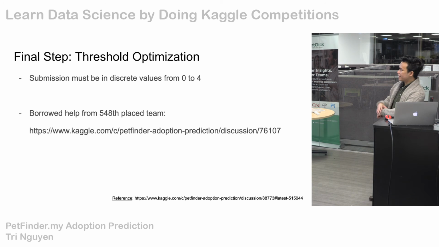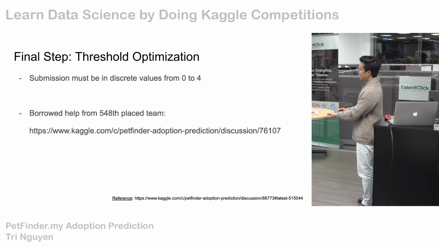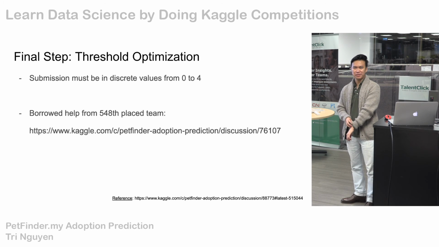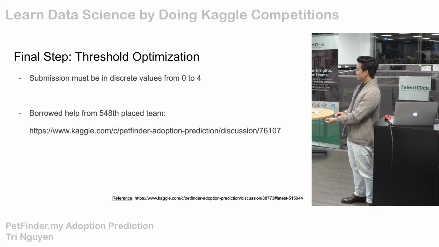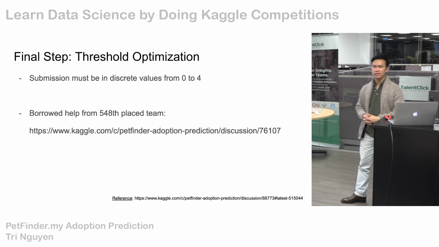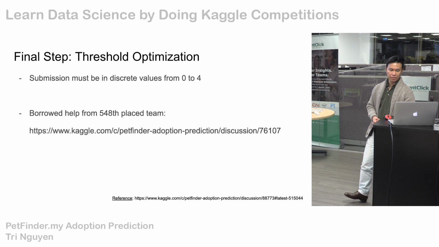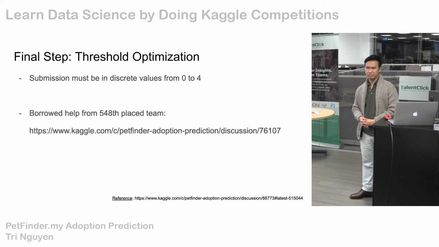And in the final step, I guess it's just tuning the threshold in order to turn these prediction values into a discrete value from 0 to 4. It's interesting to me that they actually borrowed the idea from a team that plays 548. And I guess that's the collaborative spirit of Kaggle, that people publish their notebooks on something, and then other teams can look into that and adopt the idea as well.